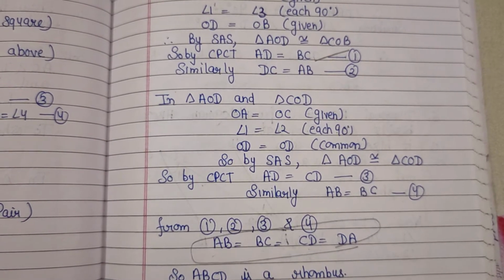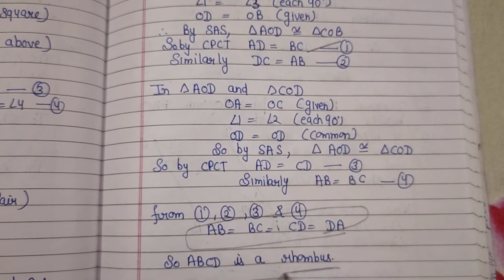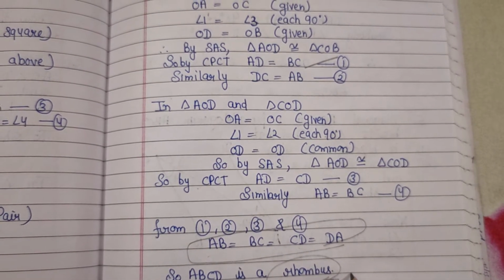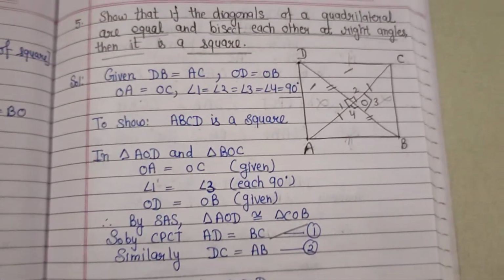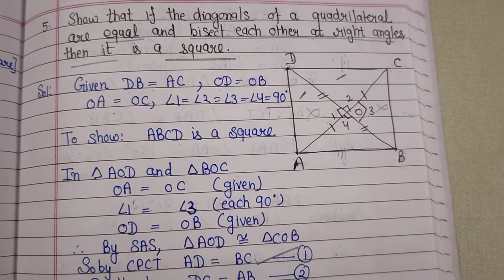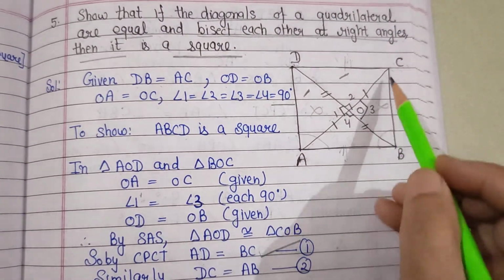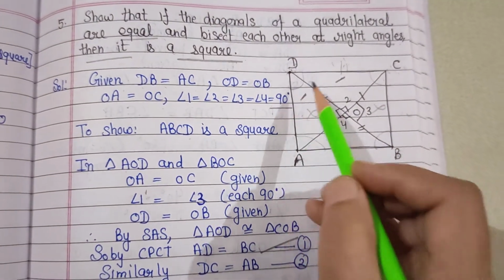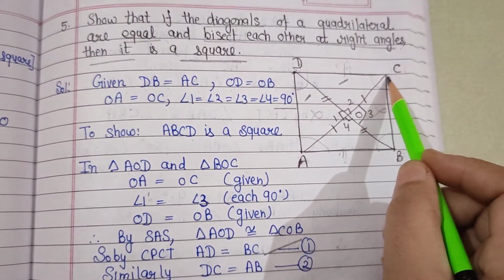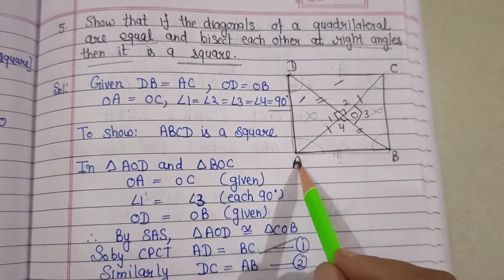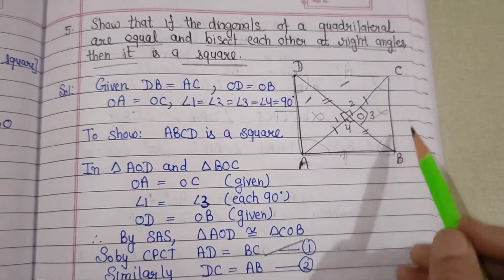It means ABCD is a rhombus. It is a rhombus. But what we have to show? We have to show that it is a square. And for proving it is a square, I have to show that angle A, angle B, angle C and angle D all are of 90 degree. For that, I am taking the bigger triangles ABD and ABC.